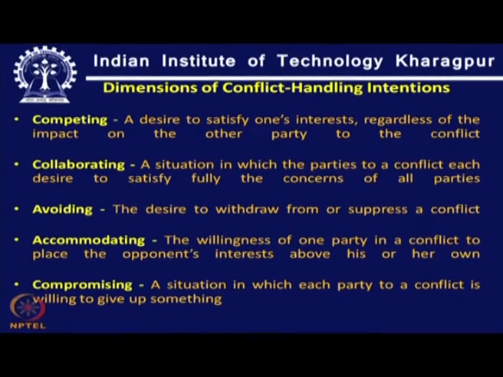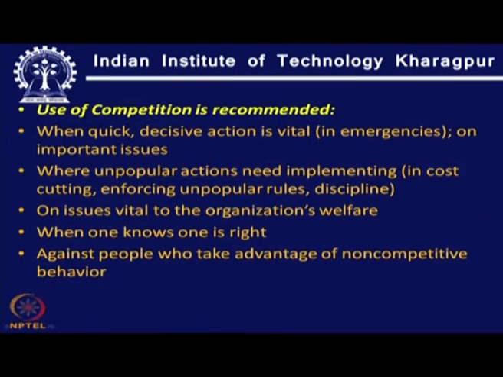Accommodating is the willingness of one party in a conflict to place the opponent's interest above his or her own interest, to accommodate the other party's perceptions and interest into our own. Compromising is where each party is willing to give up something, some of the personal interest, desires, etc., in order to achieve the bigger goal for the organization. Now, these are the 5 dimensions of conflict handling intentions, and they are used in different situations.